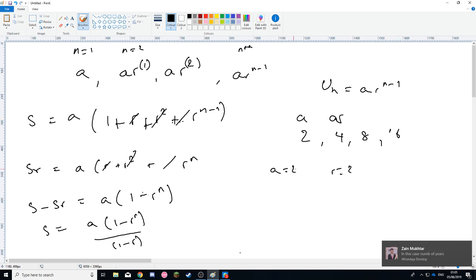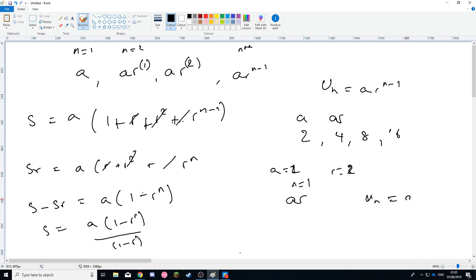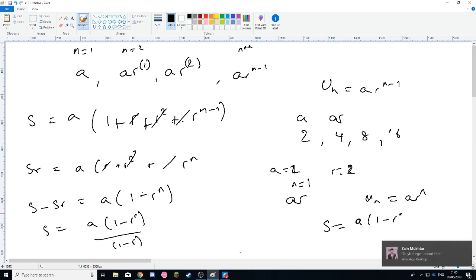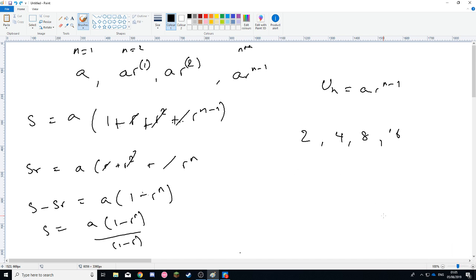But if you said a is equal to 1 and r equals 2, this is weird, you wouldn't do this, and you say the first term is ar, then your general nth term would be ar to the n, and your sum would be a times 1 minus r to the n plus 1. So your formulas just change with respect to that. But in terms of when is it n minus 1, n plus 1, the short answer is for a specific term it's n minus 1, for the sum it's n.